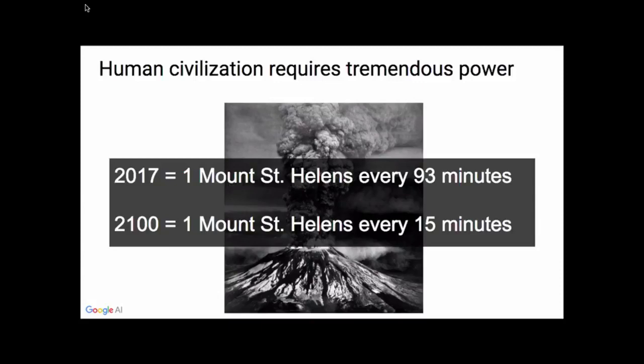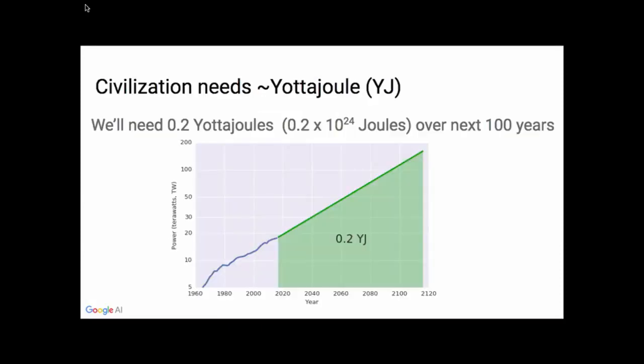So this is a very challenging problem, how to deliver this much energy to the people on the planet. Now, of course, power is a flow rate. It's an instantaneous rate. So energy is the integral of the power. So how much energy do we need? Well, we're going to need something about a yottajoule. I don't know if you know about yotta. It's beyond exa and zetta. We're going to need about 0.2 yottajoules, or 0.2 times 10 to the 24th joules over the next 100 years.